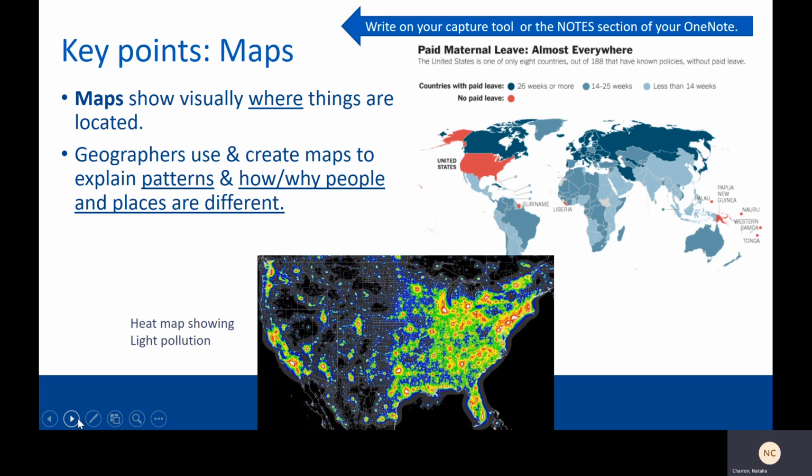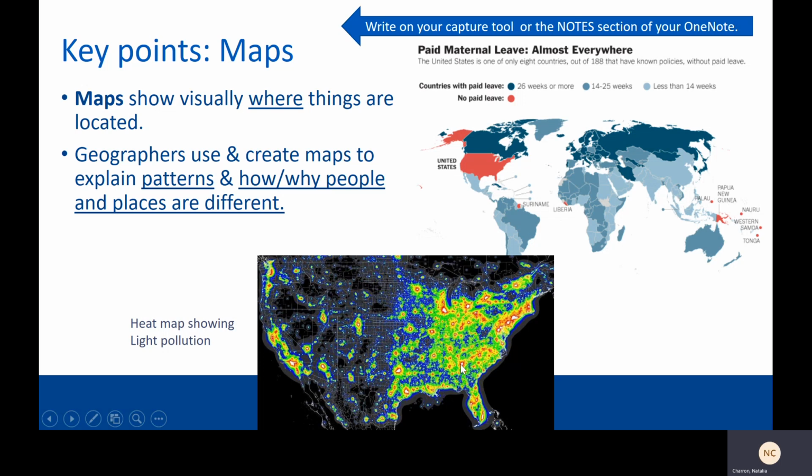So we know that we use maps to find location, but you can also use maps to show data. And through this data, you can see patterns. For example, in this map over here on the top right, you can see visually, very easily, that the United States is one of the only countries in the whole world with no paid maternal leave. We're in very little company. This is a pattern that comes up because we've put it on this visual surface, this map. Otherwise, it's kind of hard to see that data.